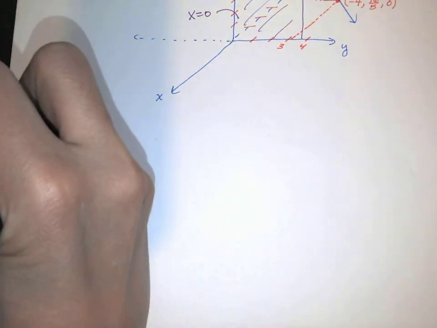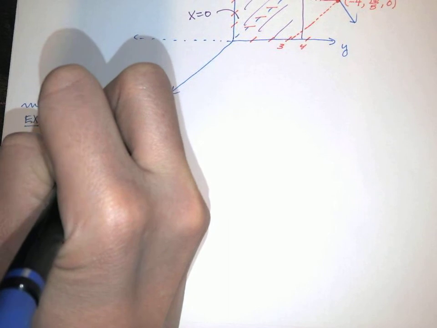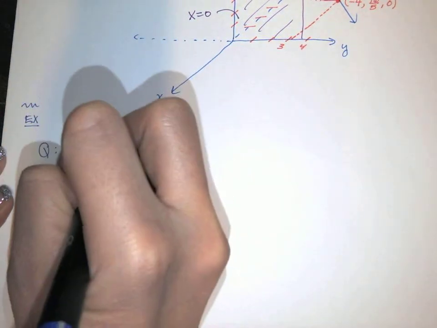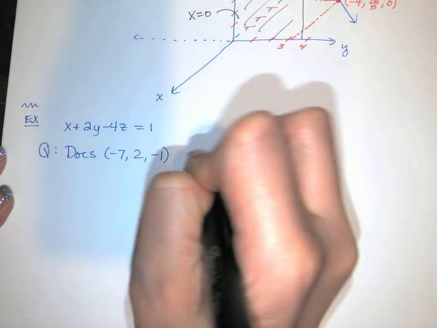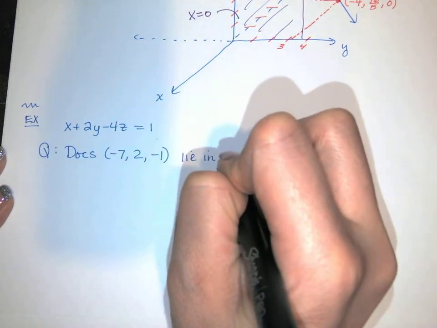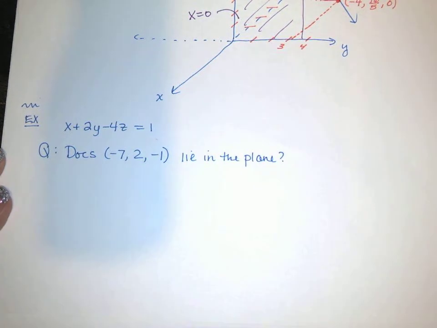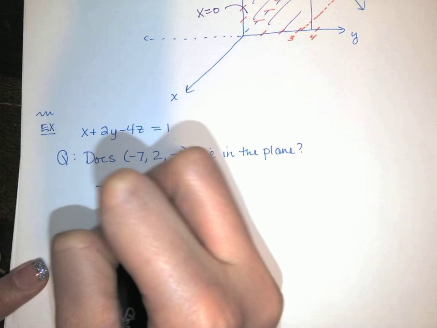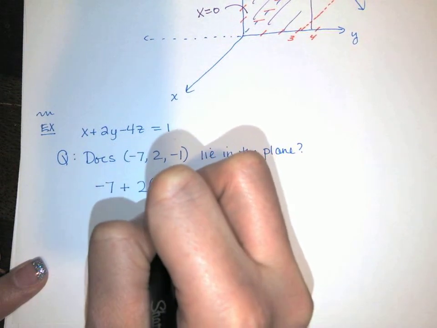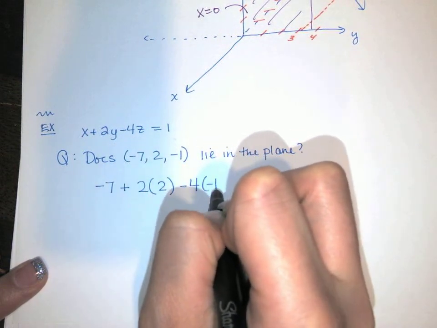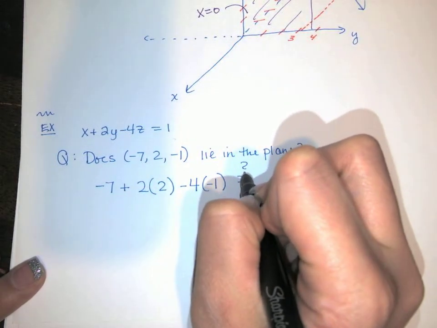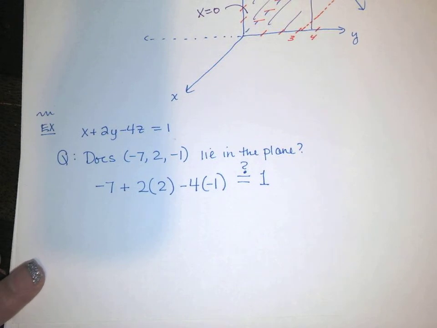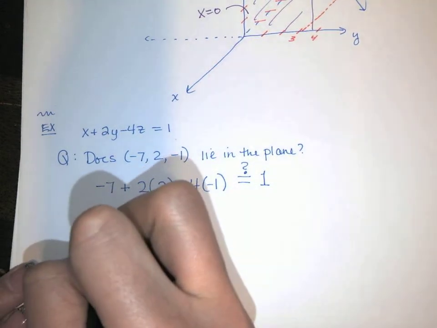So we're given a plane, and the question is, does this point, -7, 2, -1, lie in the plane? Well, if it does, this x, y, and z should satisfy that equation. So we'll just plug it in. Negative 7 plus 2 times y minus 4 times z. Question is, is that equal to 1? If it's equal to 1, then yes, it lies in the plane. If it's not equal to 1, it's not in the plane. So let's work it out.